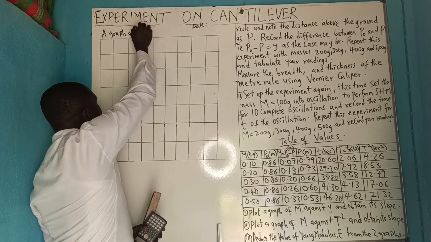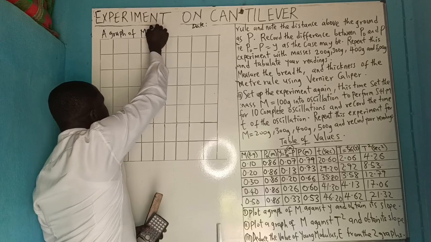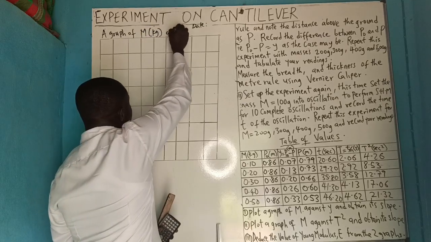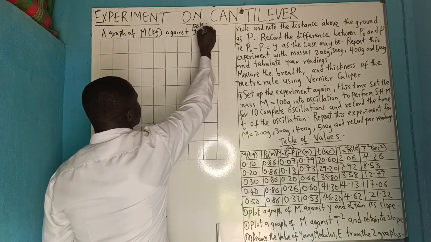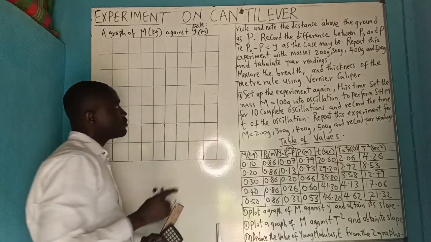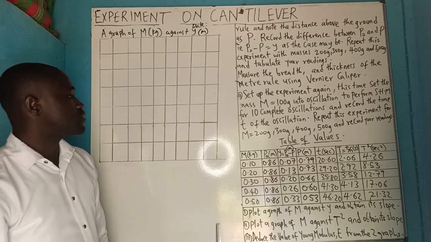A graph of what are you plotting? A graph of M in kg against Y in meter. Please write the title.